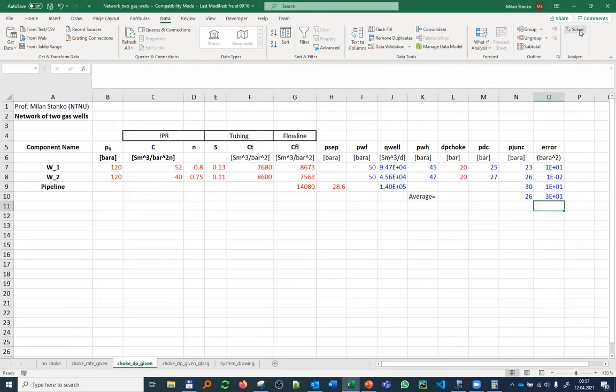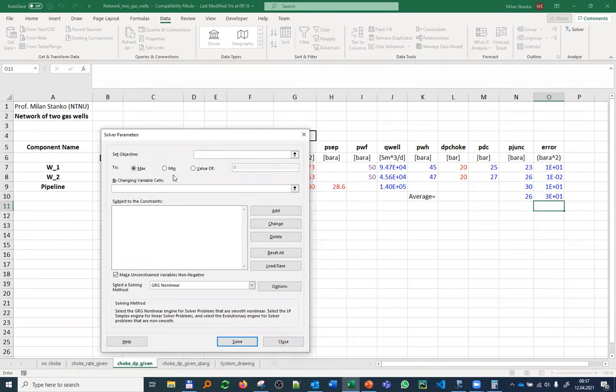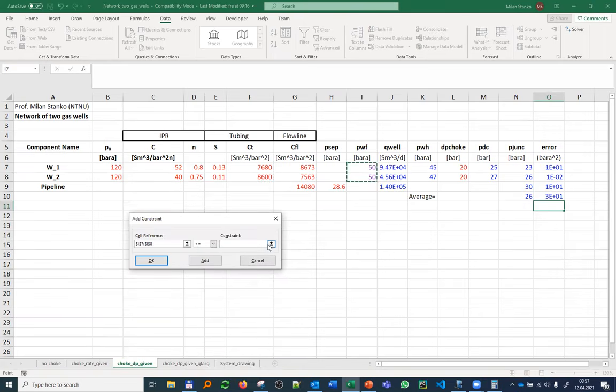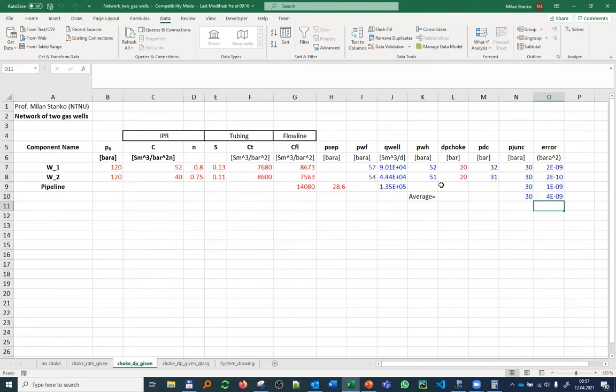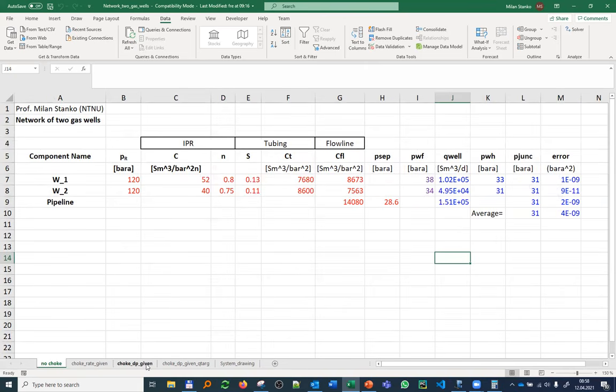Now I use the solver and I say, solver again, please set this cell to minimum by changing these two, and I can add some help that I say these two are less than reservoir pressure. And actually now it found a solution. You see all of the pressures are the same. The delta P choke is 20, and I need to have 90,000. Remember the fully open choke was 100,000 and 44,000, while the open choke was 49,000.